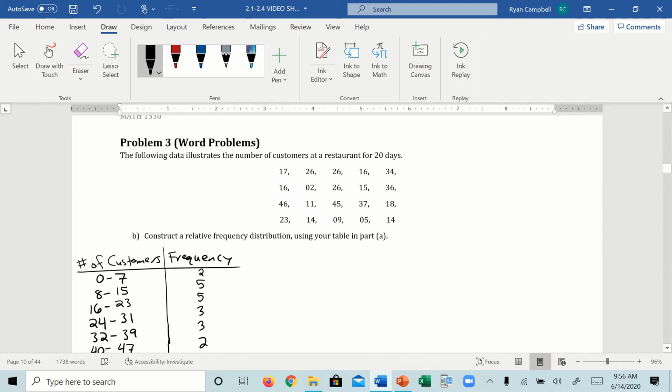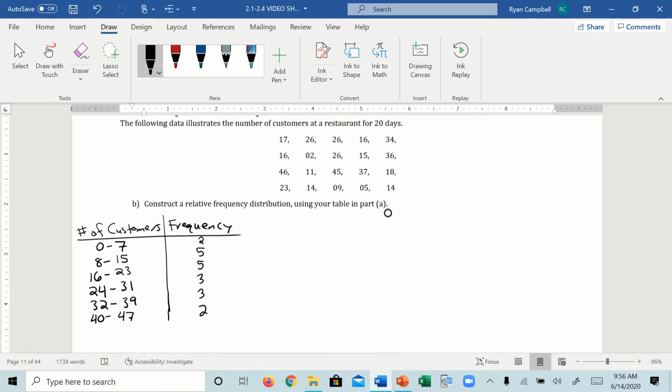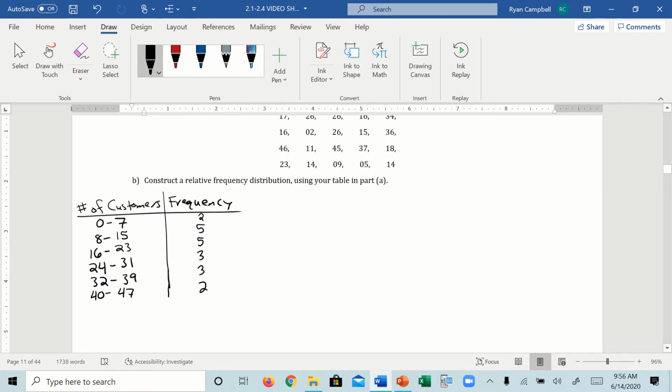All right, so if we go back to problem number 3, using the frequency distribution that you did in part A, let's make a relative frequency distribution. So again, yours might be different than mine, and that's completely okay, right? So basically, instead of these numbers, the frequency, we want to know what percentage. So we don't want to know how many people were or how many customers were in it. We want to know what percentage of customers were there.